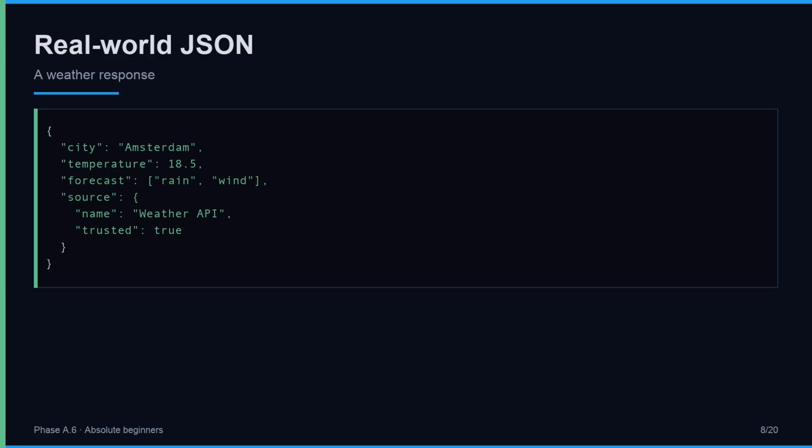Here is what a real JSON response looks like, say, weather data from a web service. City is a string. Temperature is a number with decimals. Forecast is an array of strings. Source is a nested object with its own keys and values. Mix objects, arrays, and primitive values, and you can describe almost any real-world data. This is what you will parse and navigate every day as a Python developer. Real data looks like this.